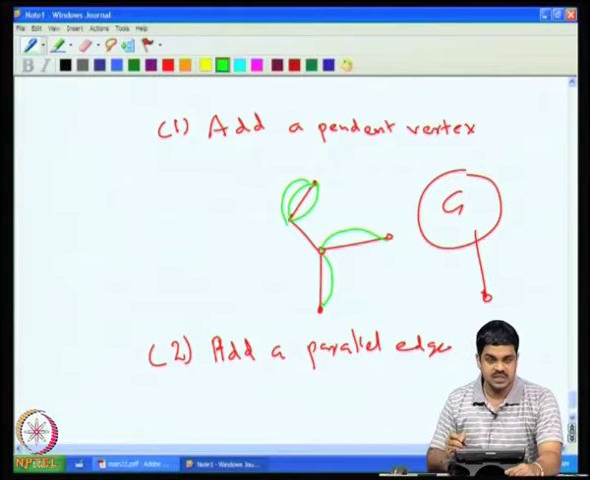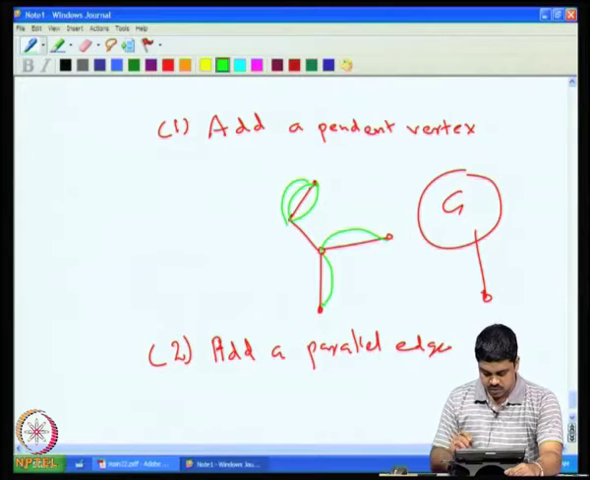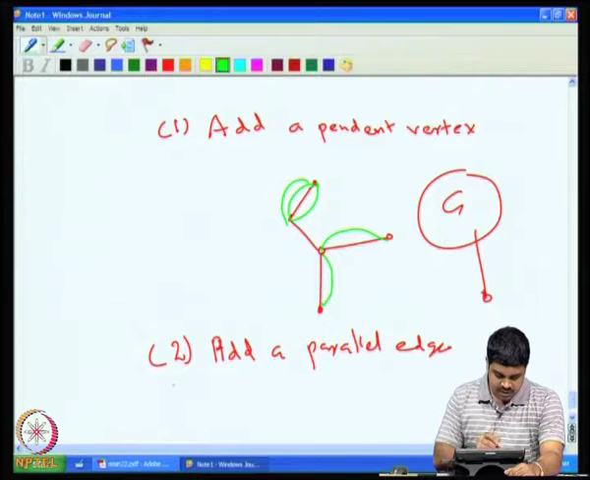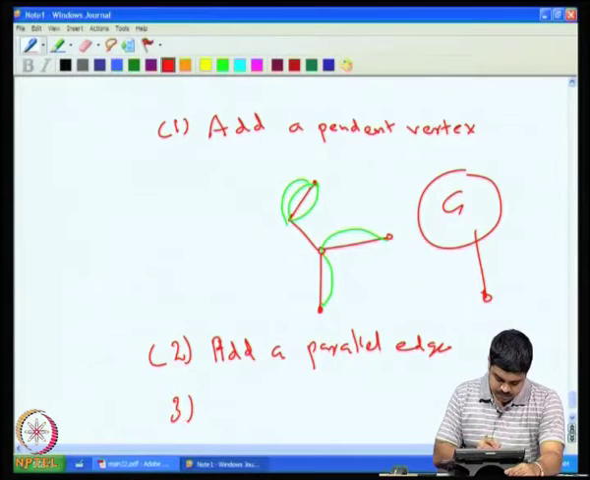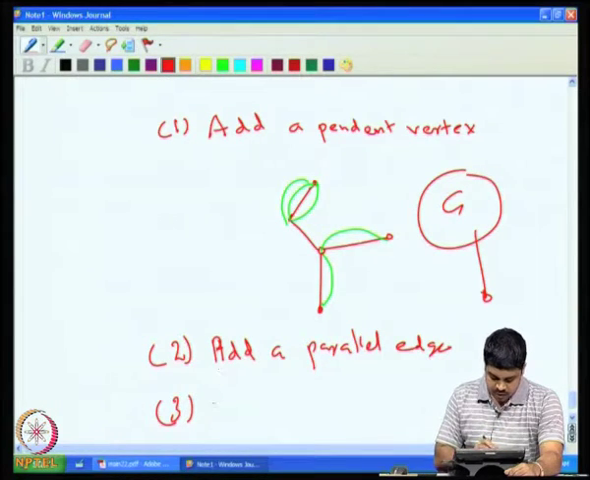So, of course, one can see that this defines a multi-graph, not necessarily a simple graph. Sometimes it can be a multi-graph. So, parallel edge addition is allowed. And the third property is that you can do a series operation.